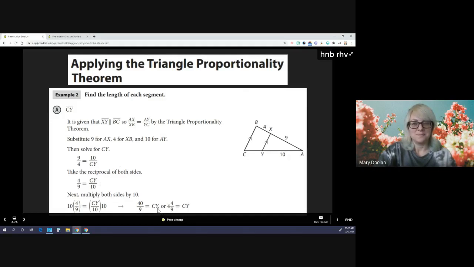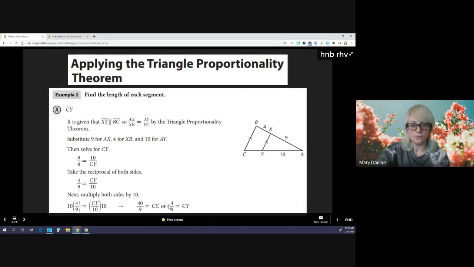Okay. But it does work out. And so simplifying this, we get 40 over 9 is cy. And then this is an improper fraction where our numerator is larger than the denominator. And so we can change it into a mixed number by dividing the denominator into the numerator. 9 goes into 40 4 times evenly with a remainder of 4. That's the new numerator, and then the denominator stays the same. So both of these are acceptable ways of writing this length here, cy.